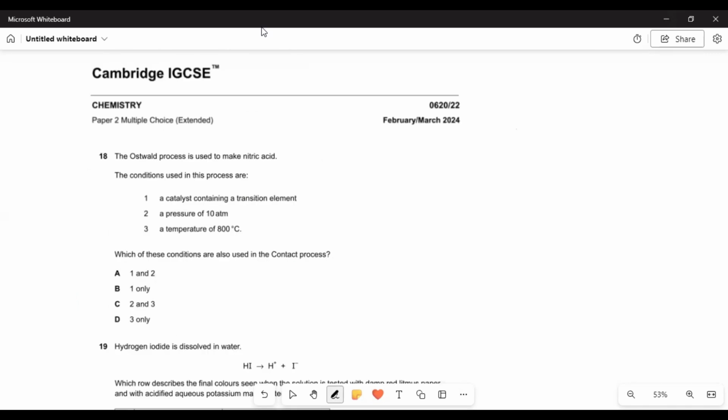Question number 18, the Ostwald process is used to make nitric acid. The conditions used in this process are a catalyst containing a transition element, a pressure of 10 atmospheres, a temperature of 800 degrees Celsius. Which of these conditions are used in the contact process? Contact process for sulfuric acid. Yes, there we use the same thing, a catalyst containing transition element. We use vanadium pentoxide, but high pressure and high temperature is not required for the contact process. So the correct option is only B.